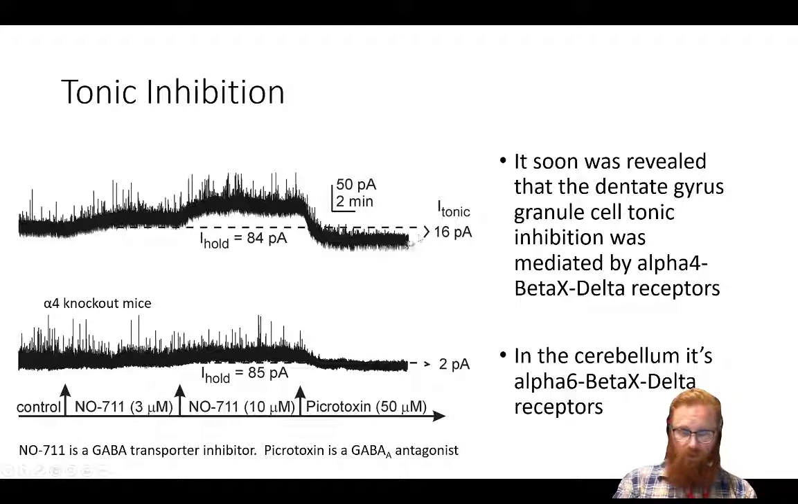So what they're saying is there was 16 picoamps of tonic current in this cell, but it was increased by blocking the GABA transporter. While in the alpha 4 knockout mouse, NO711 had very little effect, maybe a slight effect by this higher concentration, and then when they put on picrotoxin to block all GABAA receptors, there was only sort of 2 picoamps of tonic current. Turns out in the cerebellum, in the cerebellar granule cells, it's the alpha 6 beta X delta receptor, but still the delta subunit is the constant, just the alpha 4 versus the alpha 6.